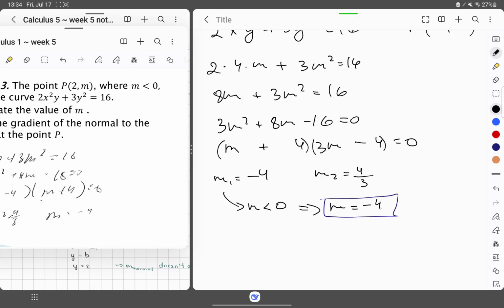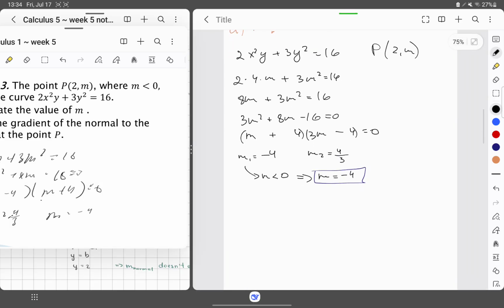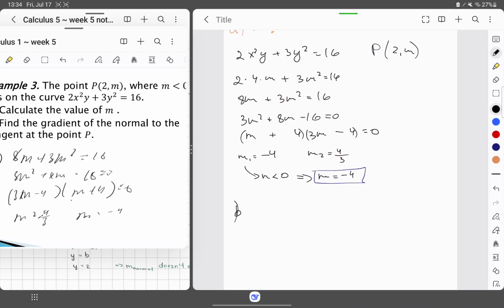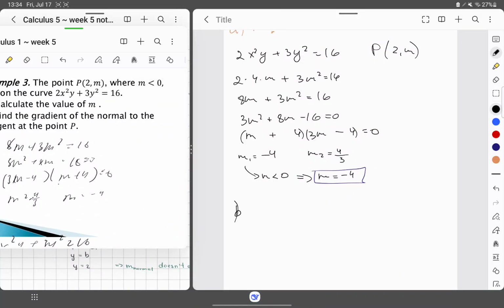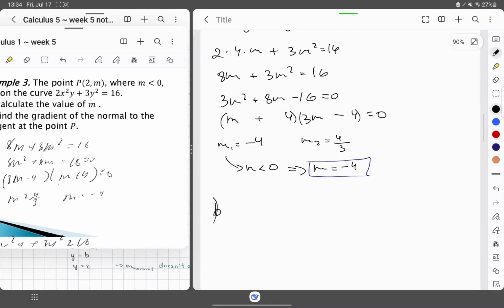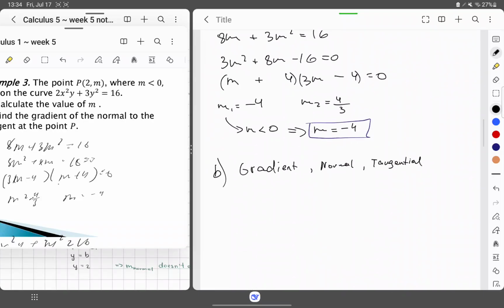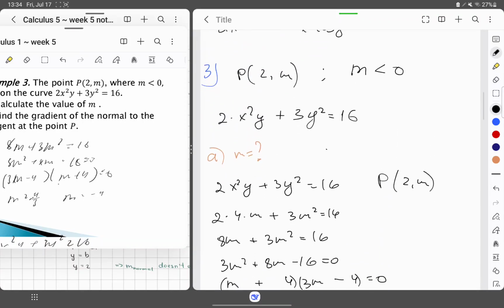Okay. m will be negative 4. What about the second one? Okay, be careful. Find the gradient of the normal to the tangent at point P. Gradient of a normal to the tangent. Okay, let's find the gradient. First, we need to find the gradient, then the normal line and the tangential line. Okay, first, if we want to find the gradient, it will be the derivative.